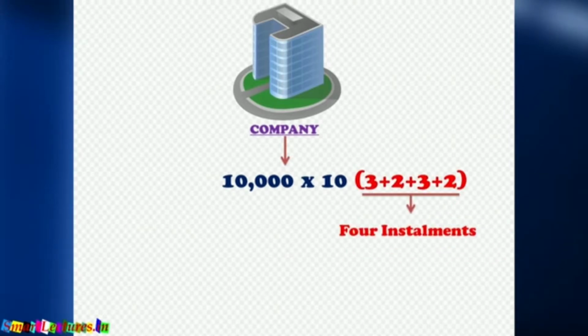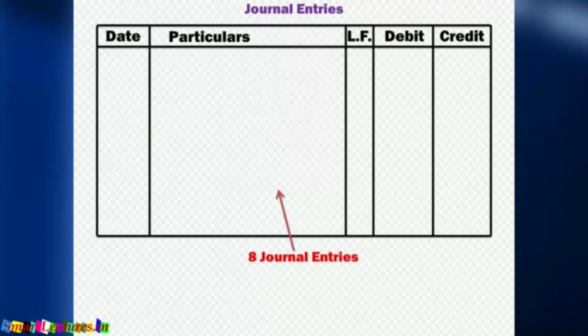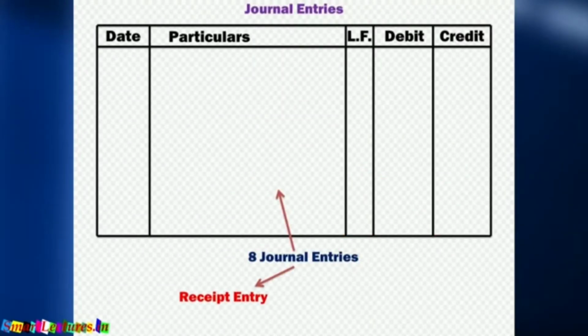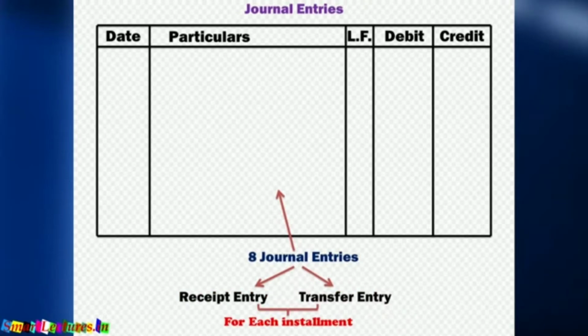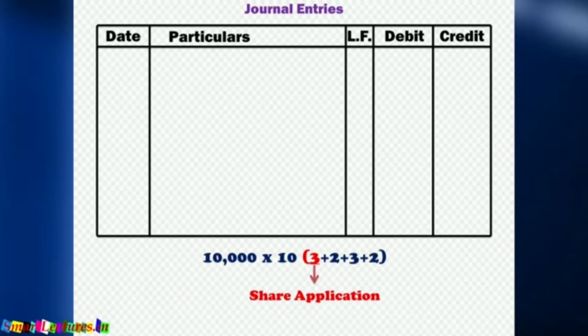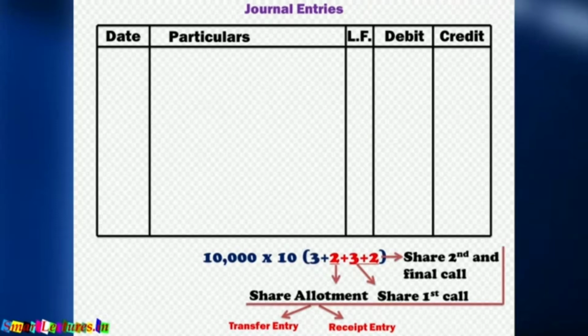There are 4 installments, so 8 journal entries will be passed: 1 receipt entry and 1 transfer entry for each and every installment. So let's start with share application. At the time of share application, first the receipt entry, then the transfer entry. After that, for allotment, first call and second call, first the transfer entry will be passed and then the receipt entry will be passed.